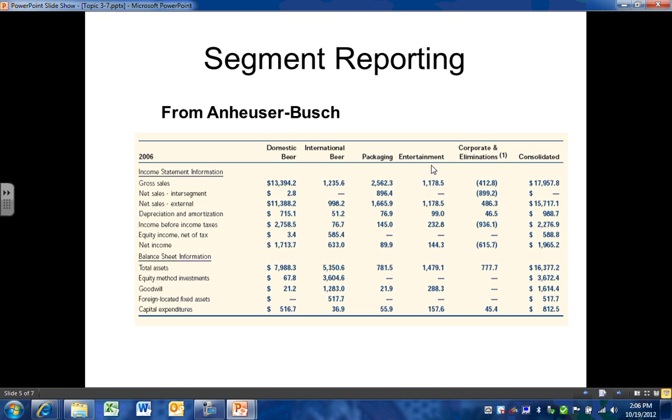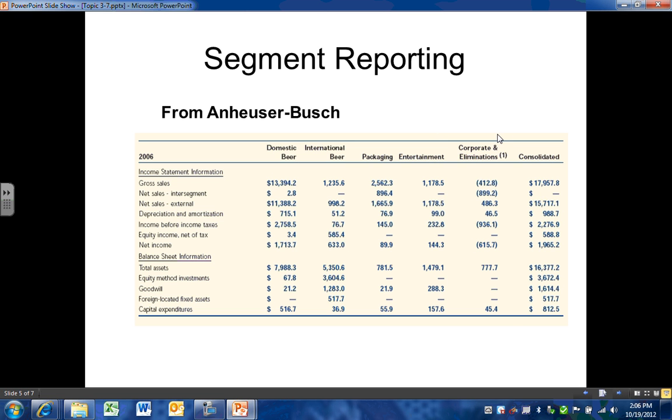And you probably know or may have heard but forgot, but Budweiser also operated an entertainment division. There's a couple of these parks in Florida, SeaWorld in Orlando, and Busch Gardens in Tampa. There are several other parks around the country, and Budweiser reports that as a separate segment.